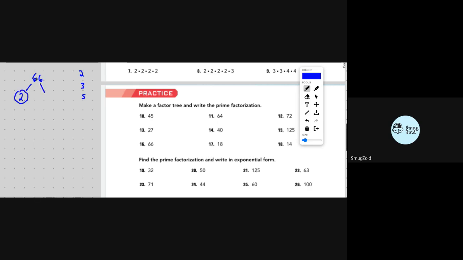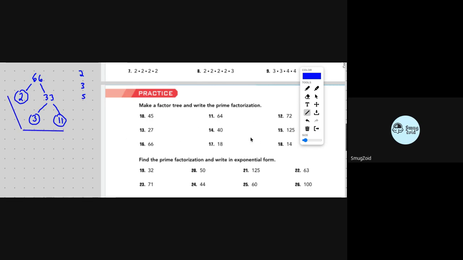What does this end up being? 2 times what equals 66? 33. Can that be divided by 3? Yeah, because 3 plus 3 is equal to 6. So I'm going to take the 3 out of this, right? My other number is going to be an 11. All right. 11's prime. You can't do anything with it. Once again, look, it's my hockey stick.